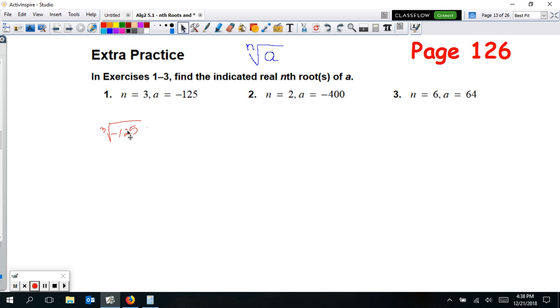This one, because it's negative under here, if it was even, then it wouldn't. But because it's an odd number with 3, we do have a real root. So the cube root of a negative 125, we can also change it to this as well.